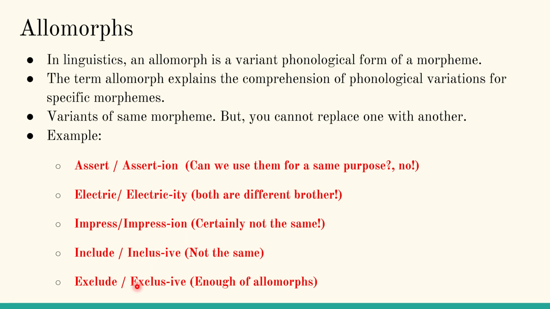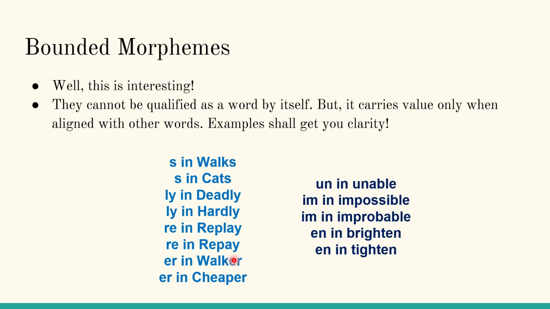Include, inclusive, exclude, exclusive. These are simple examples of allomorphs, which tell you that we can have a variant of the same word which may look or sound like the previous one, but they convey totally different meanings, which means that you cannot use B in the place of A. They may look alike, and they may pronounce even similar, but they cannot be used one for another. So that's the most important point.